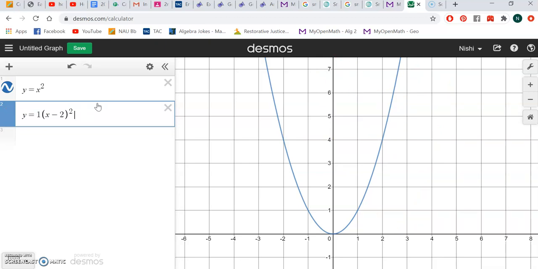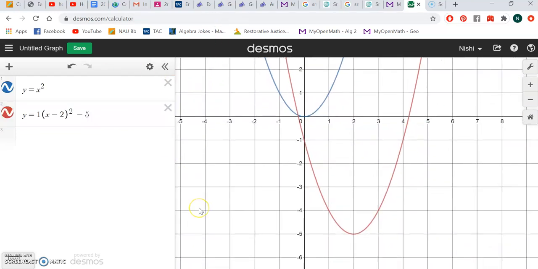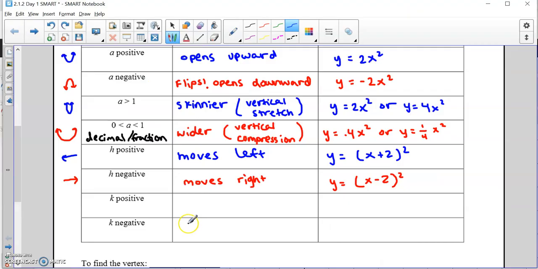So sure enough, if we make it negative, we're going to move down, right? It's just moving lower and lower. K, unlike h, is not opposite, right? It does what your brain would want it to do. A positive would move it up, and a negative would move it down.